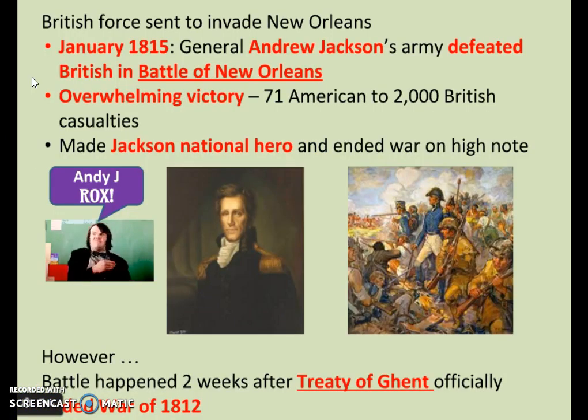So the next point of attack for the British is along the Gulf of Mexico, where they invade the important port city of New Orleans at the mouth of the Mississippi River. In January 1815, they are met by General Andrew Jackson, and his army defeats the British at the Battle of New Orleans. This battle is an overwhelming victory. There are 71 American casualties compared to 2,000 British casualties, so it wasn't even close. It was a sound defeat for the British. It made Jackson a hero. The Americans are really thrilled about this.